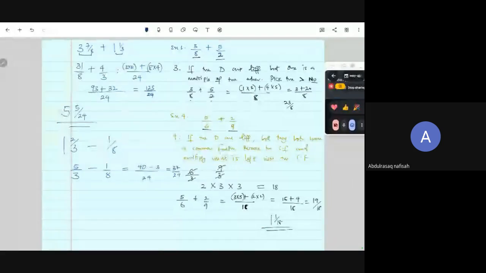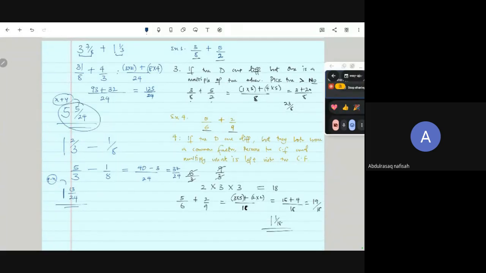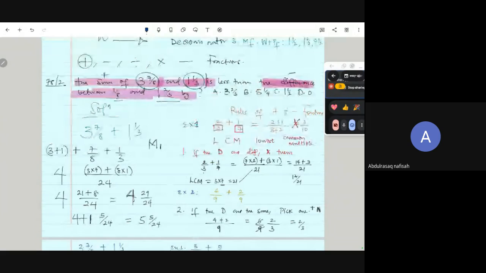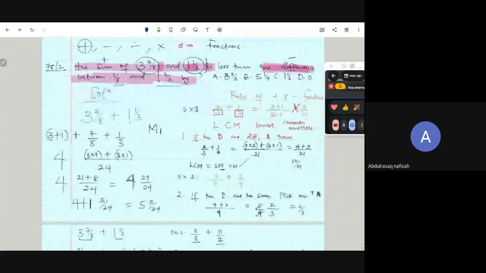So we can see one whole number 13 over 24. That's the difference. Now, the sum of this, x plus y, is this. And the difference of y minus x is this. The question is now saying that this sum is less than the difference by what?